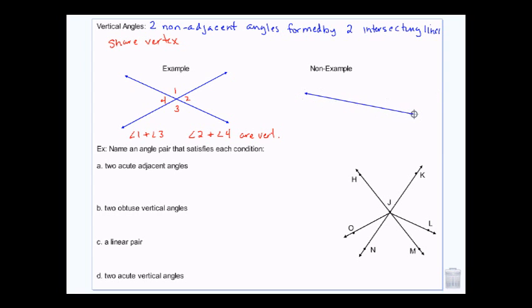Now, what's adjacent? 1 and 4 are adjacent, 4 and 3 are adjacent, 3 and 2 are adjacent, and 1 and 2 are adjacent. So the ones next to each other are adjacent, the ones across from each other are vertical.